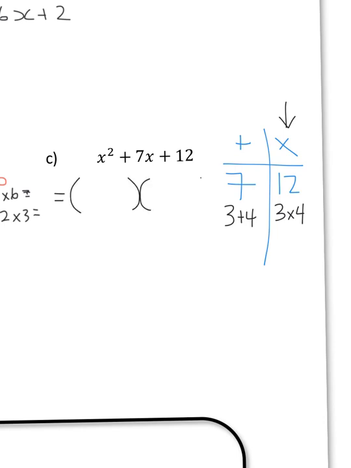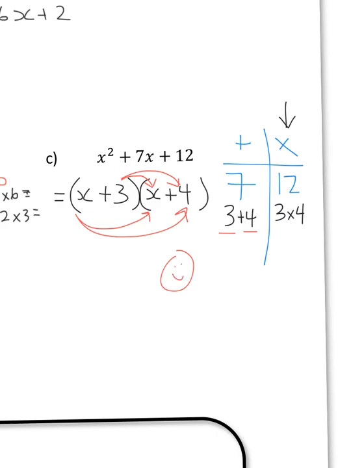So I'm going to draw my brackets and I'm going to put a binomial, 2 terms in each bracket. So I'm going to start with an x in the front of each bracket because I know x times x gives x squared. And then I'm going to use the numbers that I came up with over here. I'm going to put my positive 3 in the first bracket and my positive 4 in the second. So remember, if you want to check your work, we're just going to expand. We'll have x times x gives back the x squared. X times 4 is 4x. 3 times x is 3x, and 3 times 4 is 12. And you collect your like terms, and this one works.